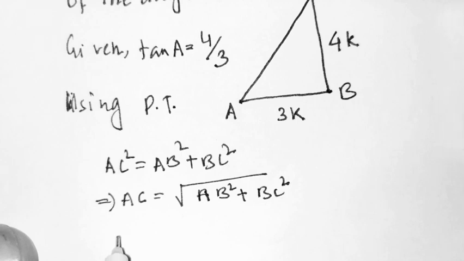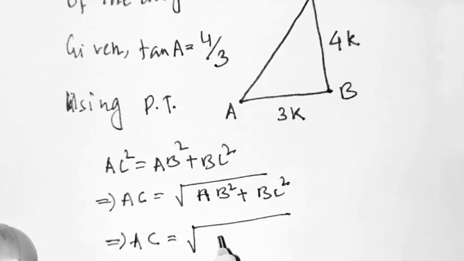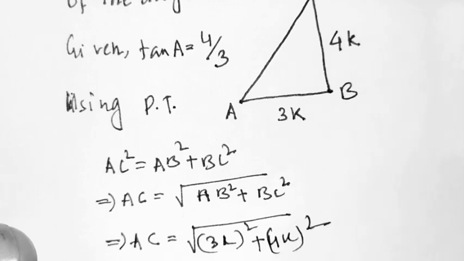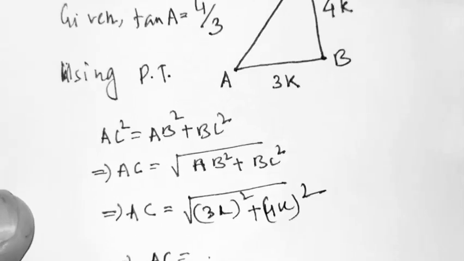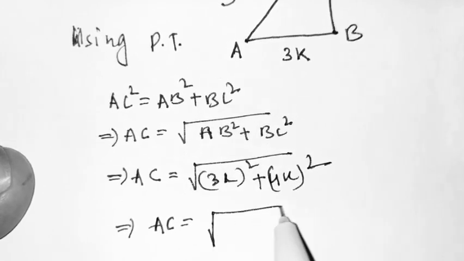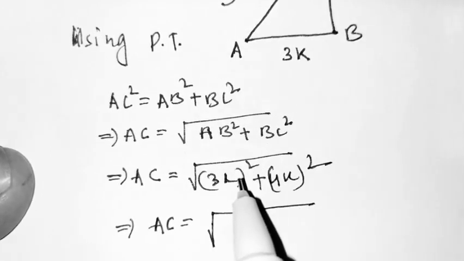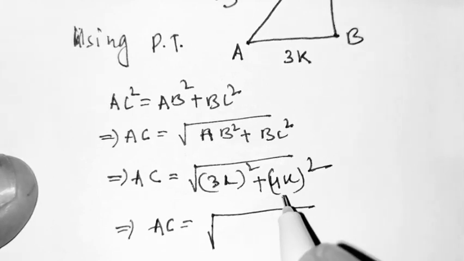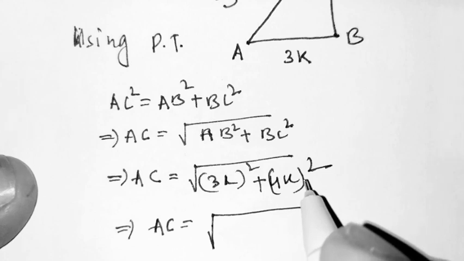So here AB is 3k square, BC is 4k square. So from here I can get root over 3k square plus 4k square. Now 3k square is equal to 9k square, and 4k square is equal to 16k square.